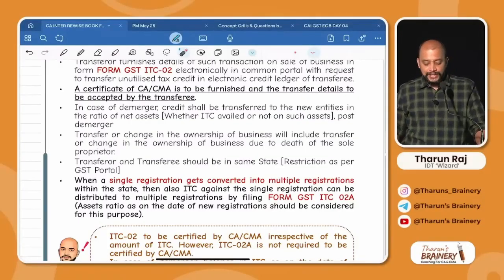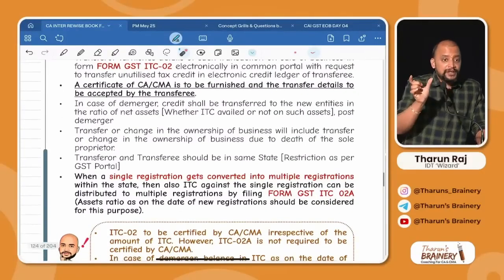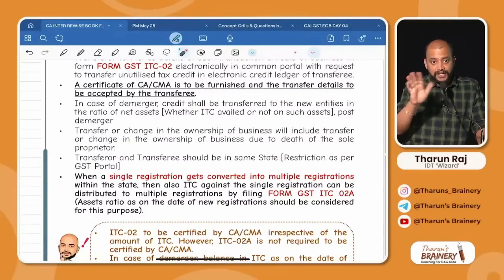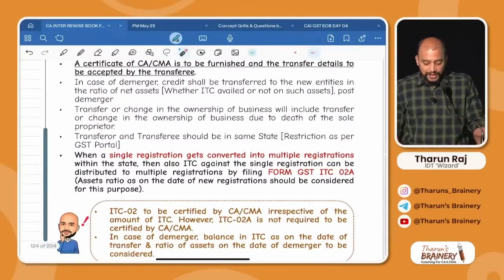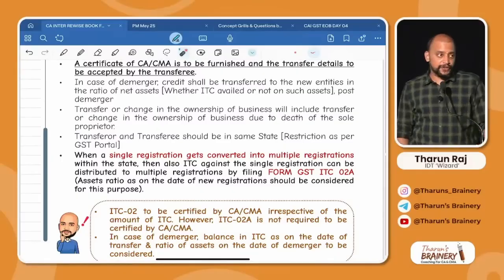Correct? And next, whether any monetary limit is there, beyond which only a CA or CMA should certify. No, nothing of that sort. Continue. In case of demerger, credit shall be transferred to the new entities.